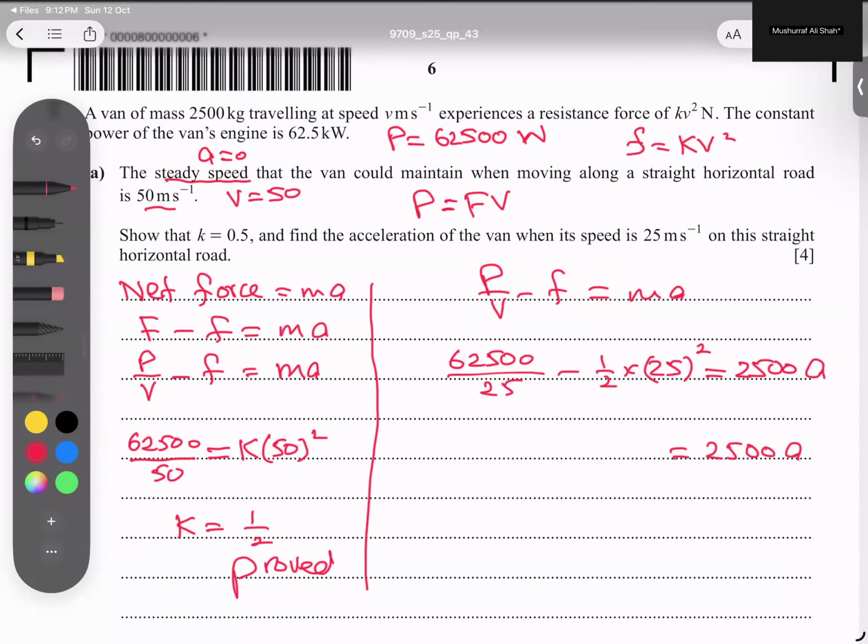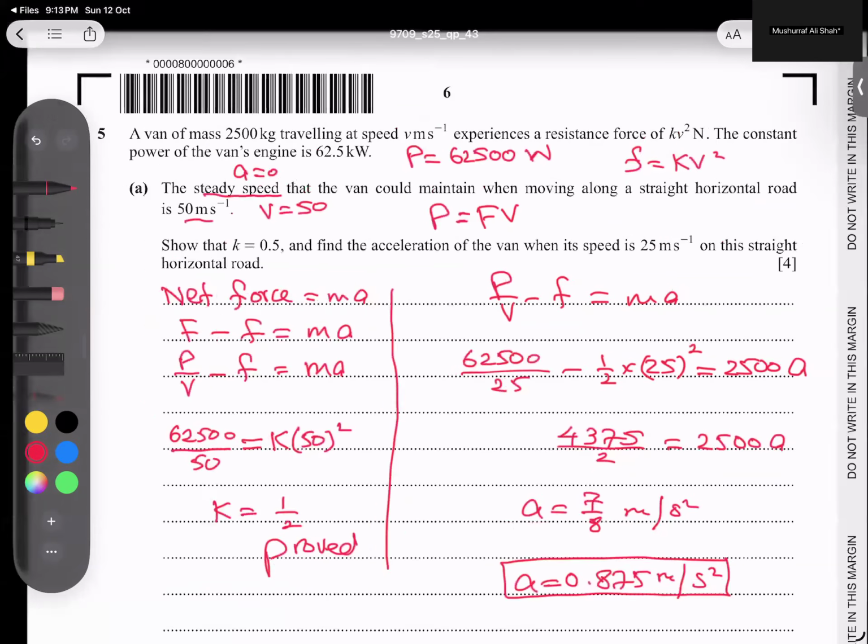62500 divided by 25 minus 1 over 2 into 25 to the power 2. And I'm getting here 4375 over 2, when divided by 2500, and I get the answer of acceleration 7 over 8 meters per second squared, or in decimal, equal to 0.875 meters per second squared. So I hope the concept of this part is clear and part A is clear.